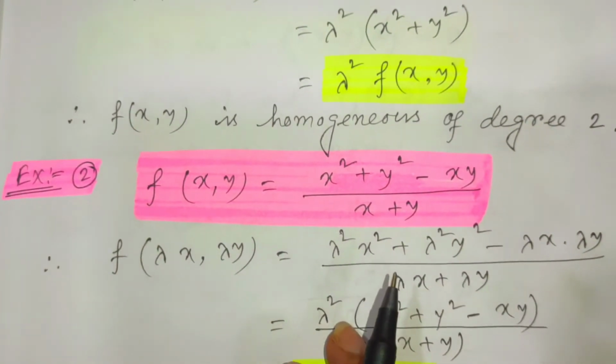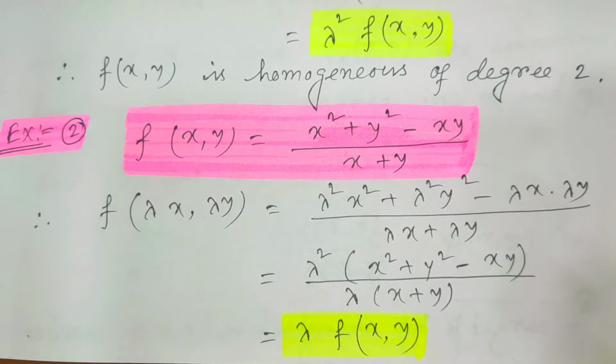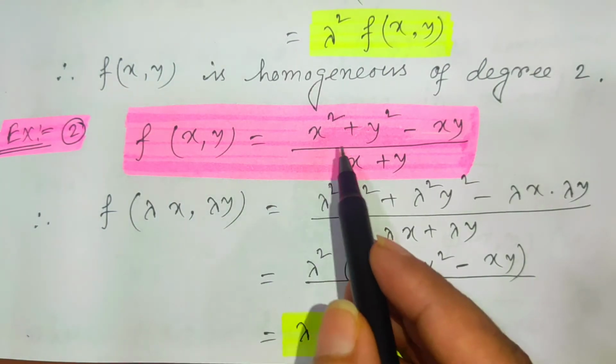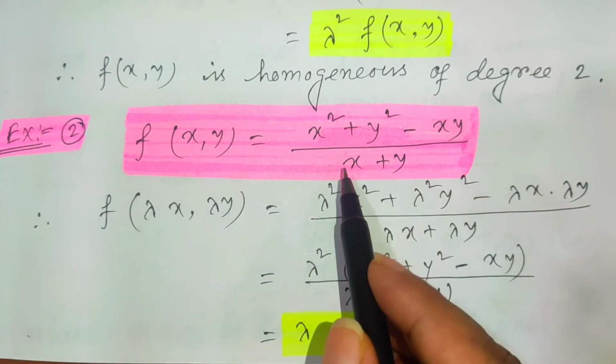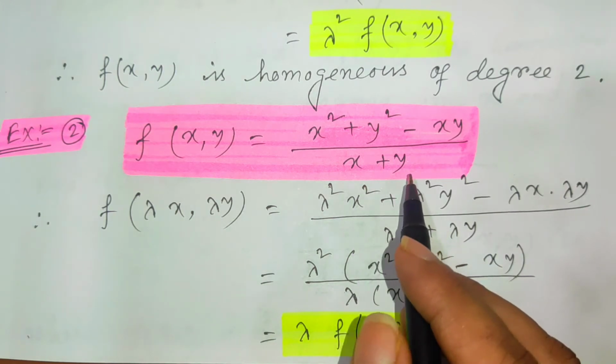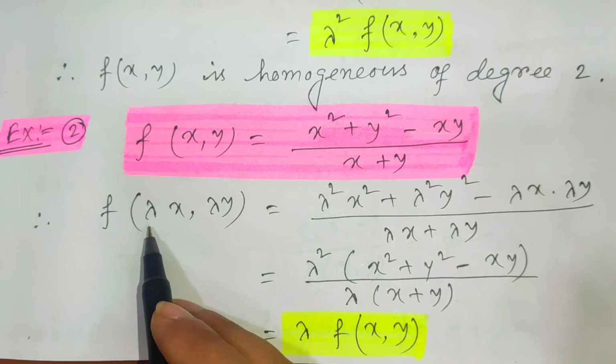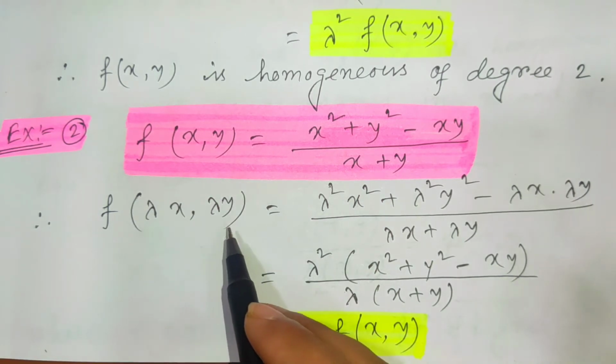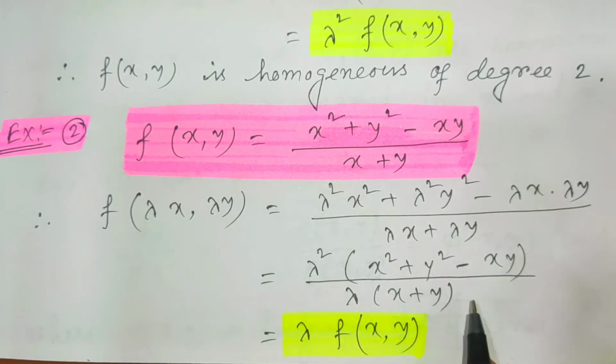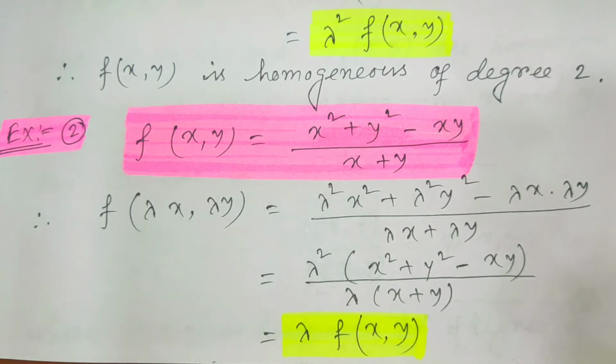One more example is here. If your function f of x, y is equal to x square plus y square minus xy, divided by x plus y, is it homogeneous or not? For that, again we substitute lambda x for x and lambda y for y. After simplification, we find lambda times f of x, y. So yes, the given function is homogeneous and its degree is 1.